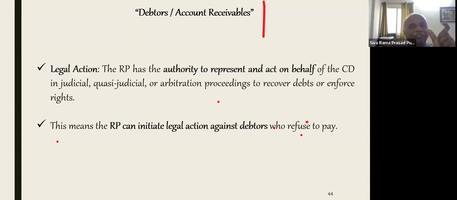Once all are good, what is the problem today? Because he is using the weakness of the company. The company is going under liquidation. Nobody will ask. If at all someone asks, I am also helpless. If I give the answer, then they will keep quiet. That type of mindset the people are having. This means the RP can initiate legal action against a debtor who refuses to pay.